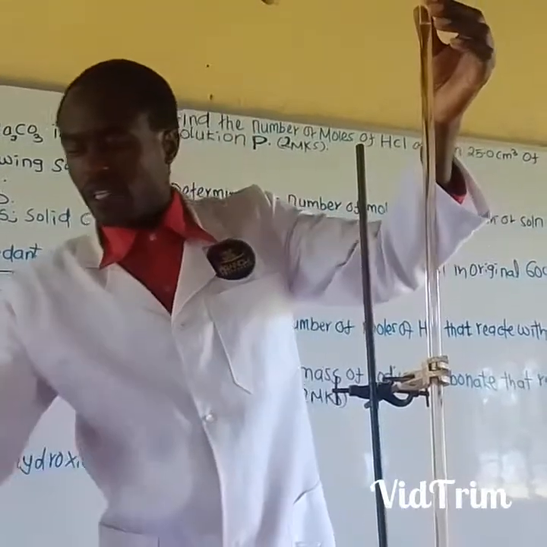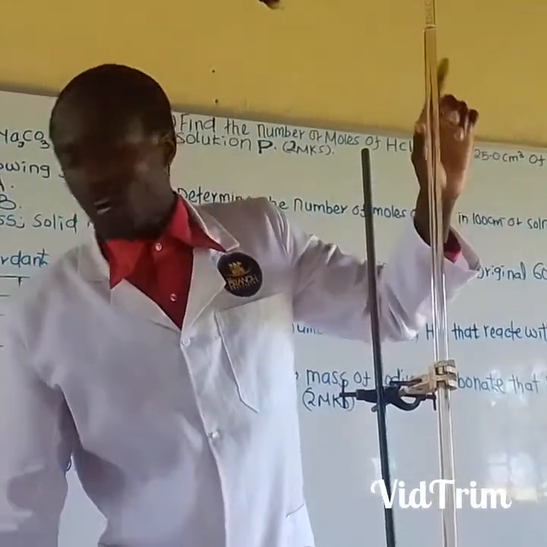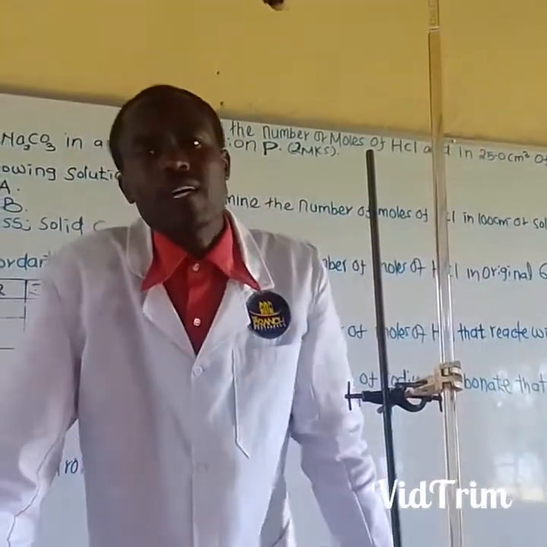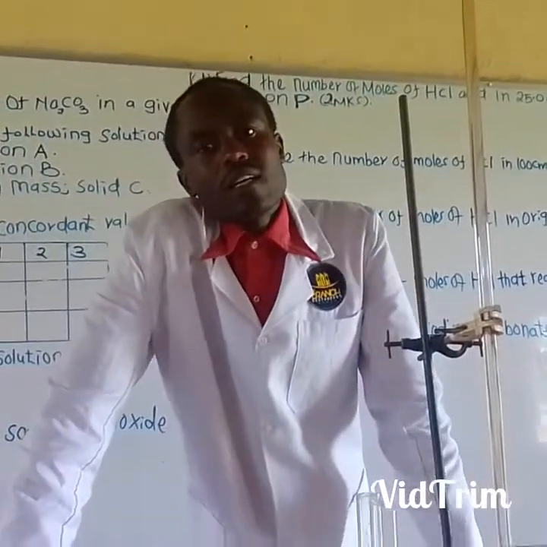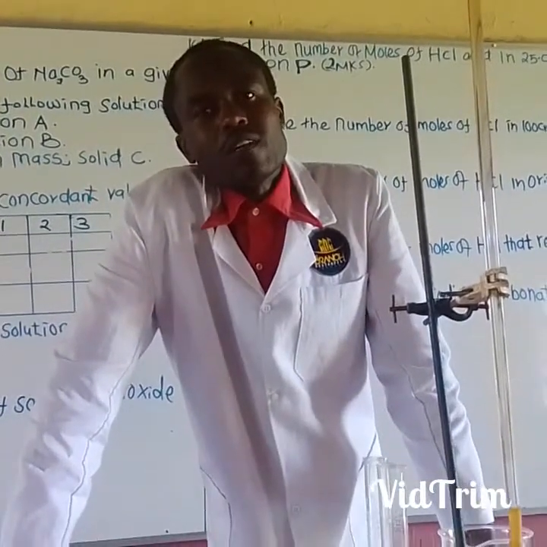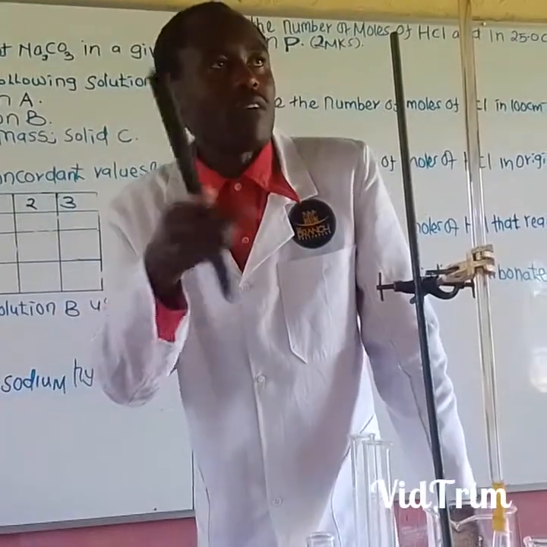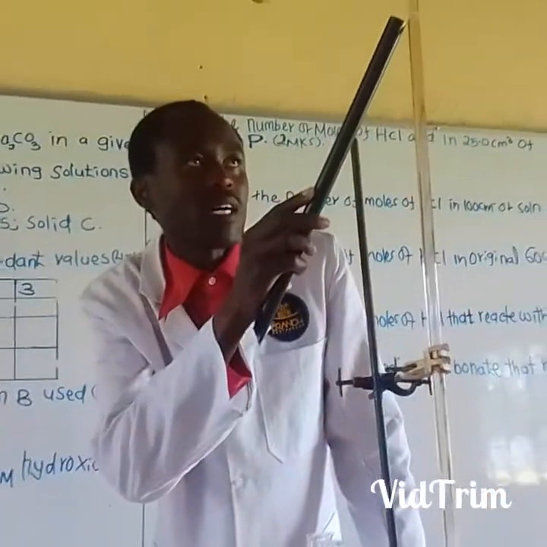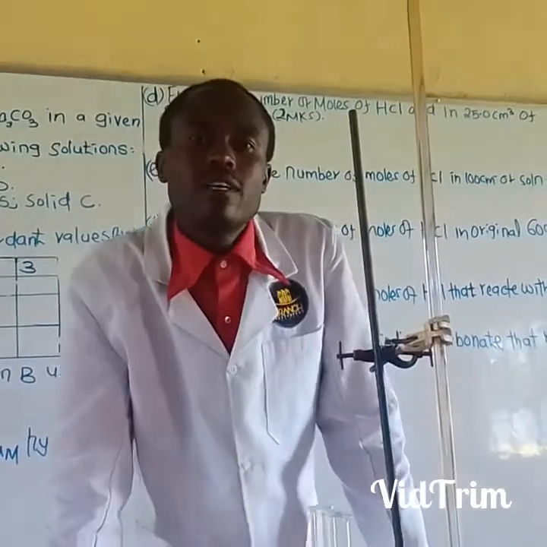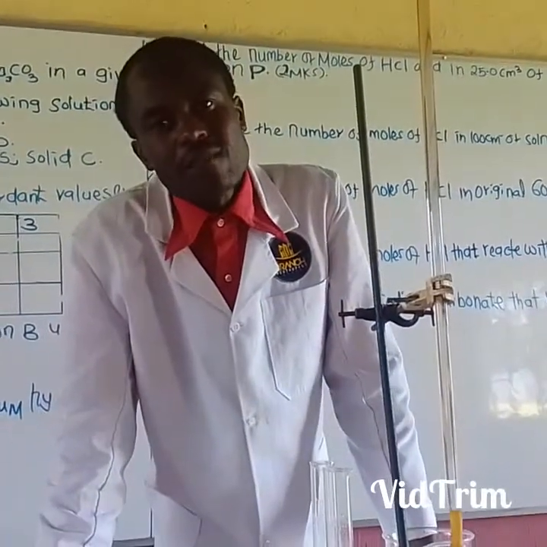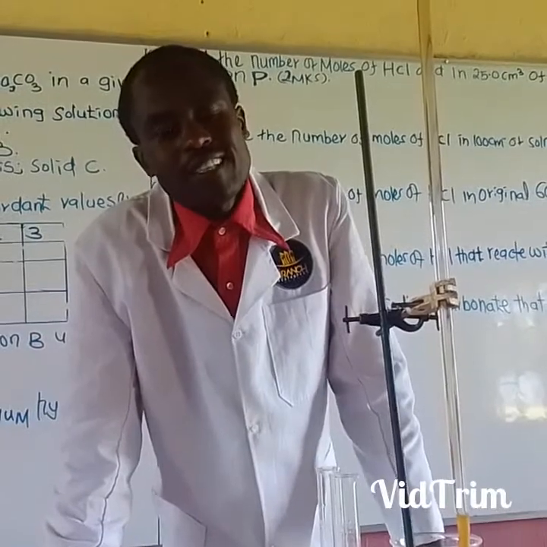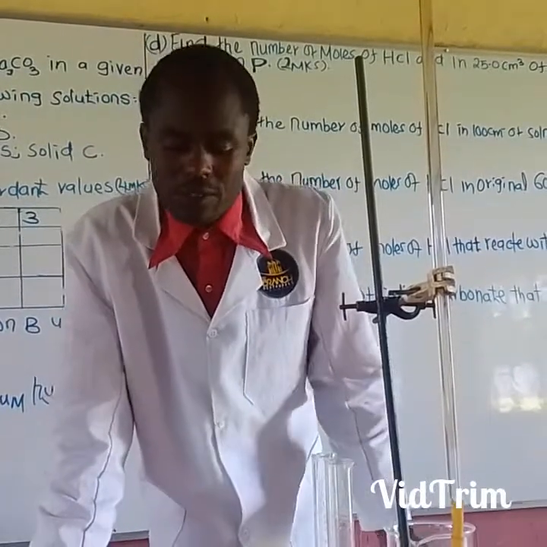You have to fill the burette up to the 0 mark. Remember, a burette has a maximum volume of 50 ml. So you have to fill until it's on the 0 mark, and you have to read below the lower meniscus. Is it okay? Then what am I going to do next?